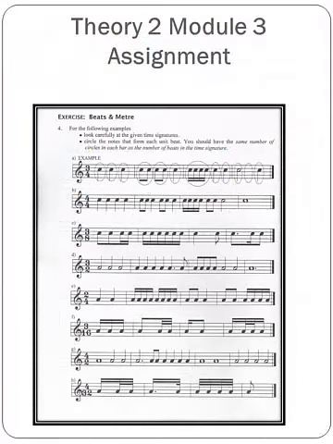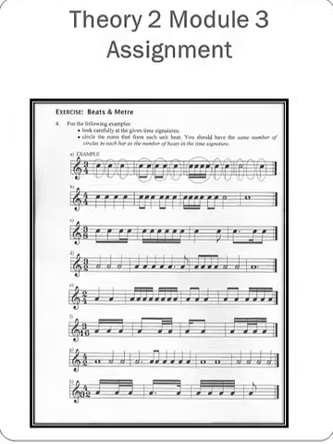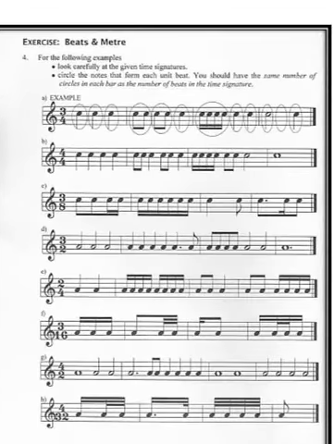Take a look on page 24 next. On page 24, what you're going to be doing is circling the notes that form each unit beat. So you should have the same number of circles in each bar as the number of beats in the time signature. The example that is done for you is in 3/4 time. And do you see how each measure has 3 circles? In 4/4, you would have 4 circles in each measure.